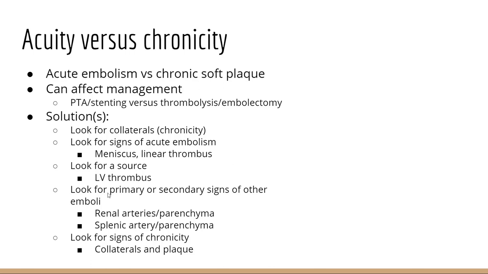Look for other signs of emboli. Look at the renal arteries. Emboli like to go there. They like to go to the spleen, the liver, the SMA. Look at the renal parenchyma and the splenic parenchyma to see if there are any peripheral wedge filling defects to suggest ischemia from an embolic phenomenon. And again, chronicity, collaterals, and plaque can be helpful.